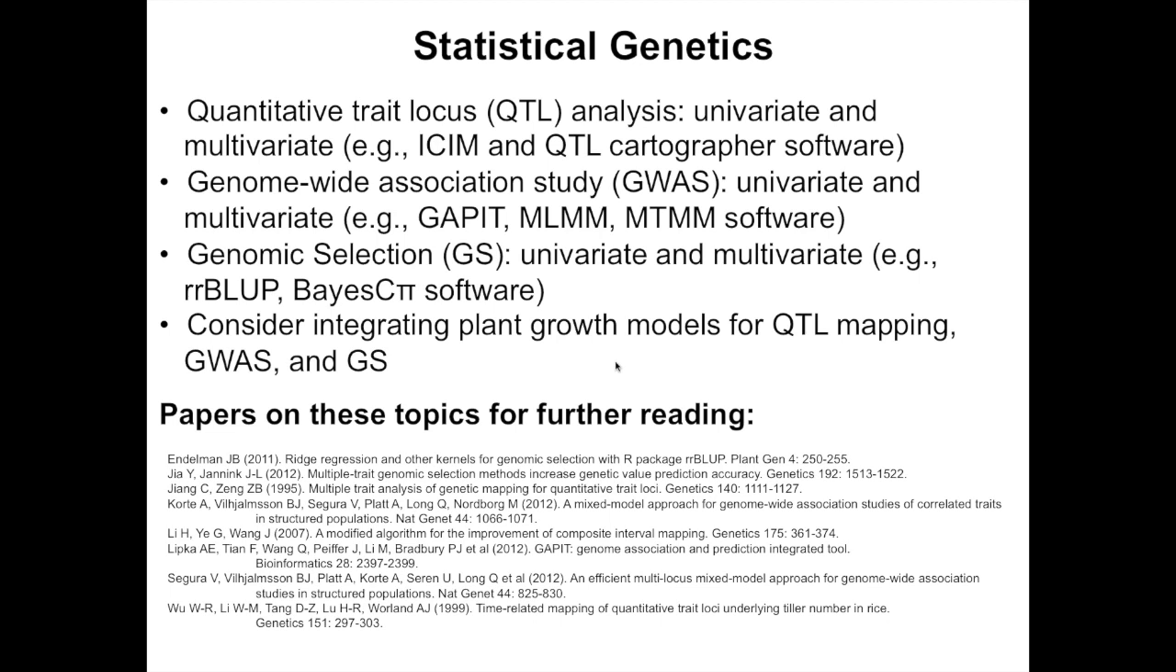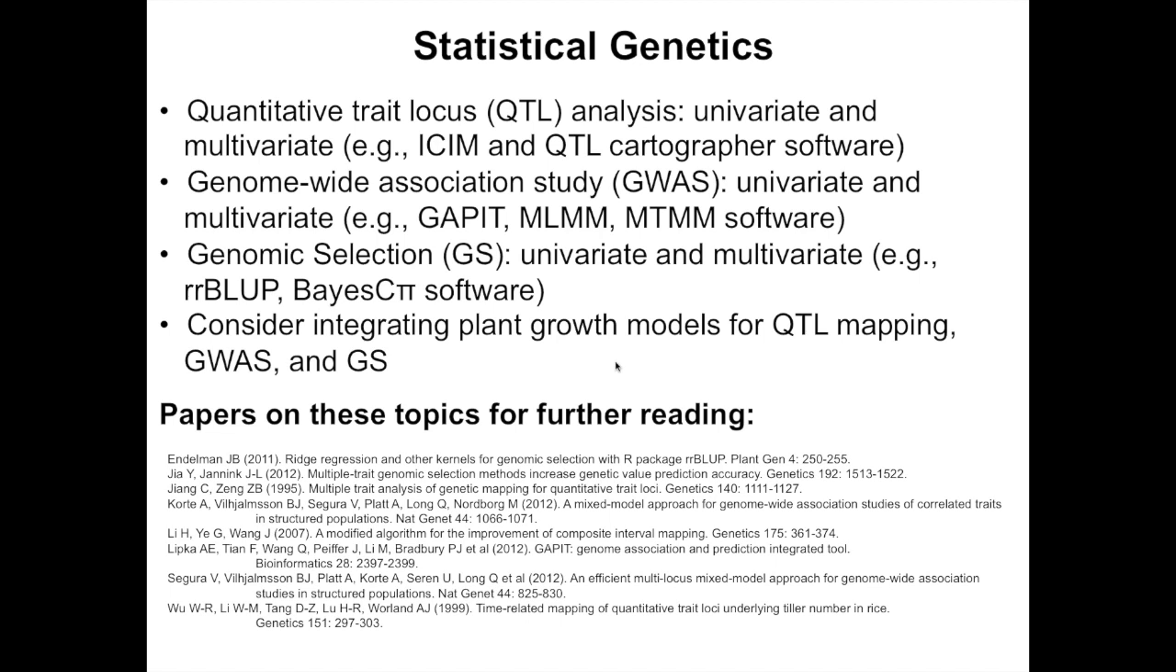Now, I included more papers on these topics for further reading, because each of these approaches I could spend an hour on. So for the main ones, it would be QTL mapping, which can be either one trait or two or more traits that are correlated at the same time. And the same thing for GWAS, which is just a different type of unrelated population design.